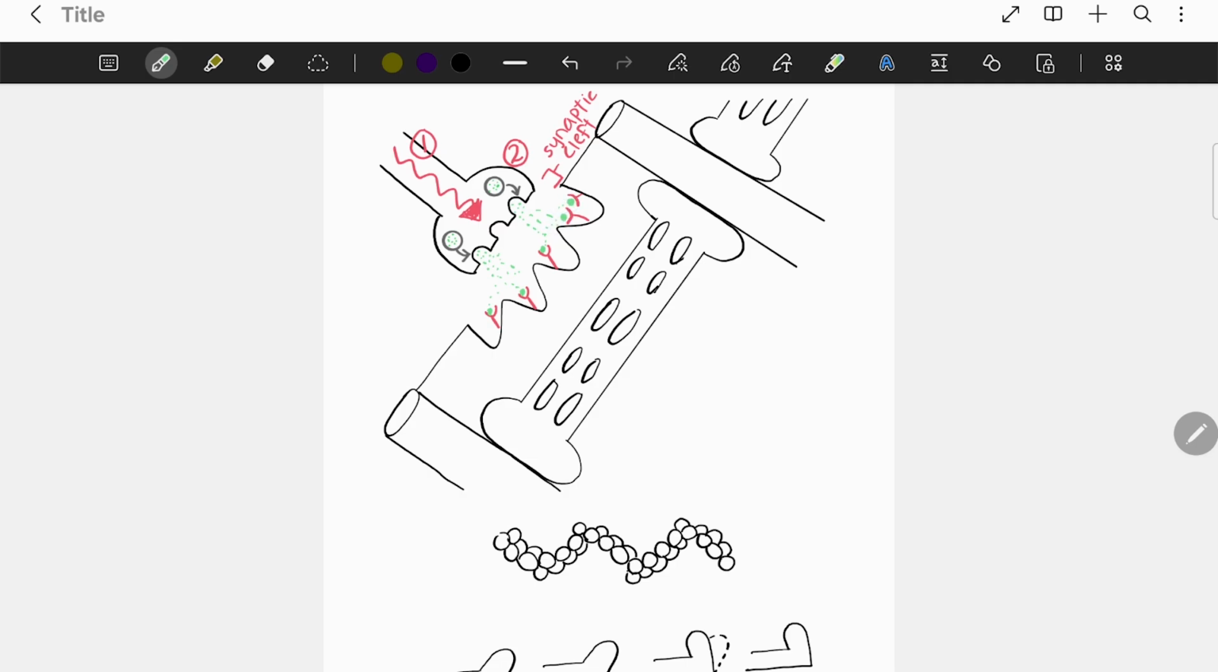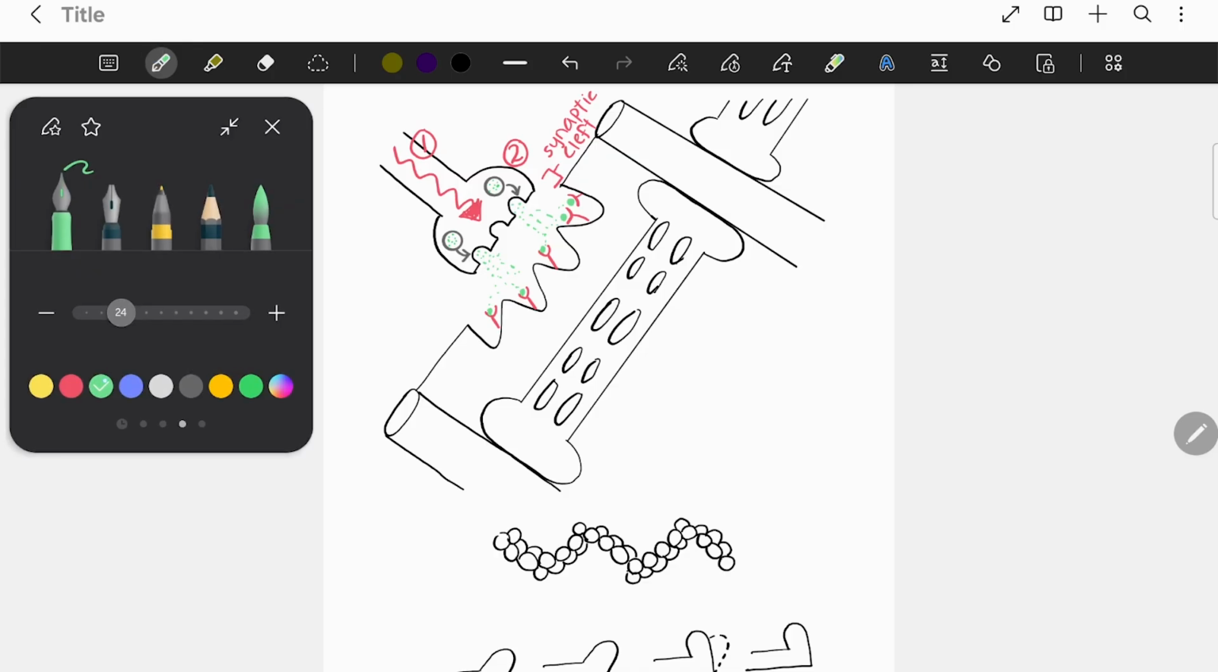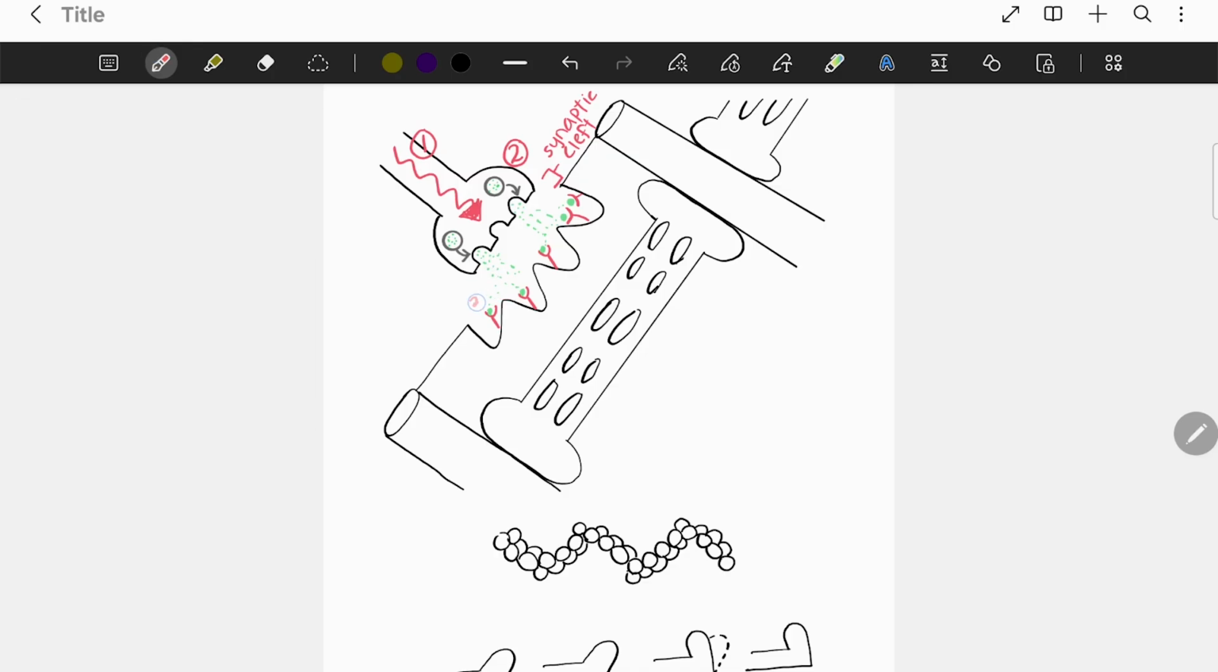So that's step 3, where the acetylcholine binds to receptors on the motor end plate of the sarcolemma. So acetylcholine binds to receptors on the motor end plate. So all of that, 1, 2, and 3, represents stimulation.